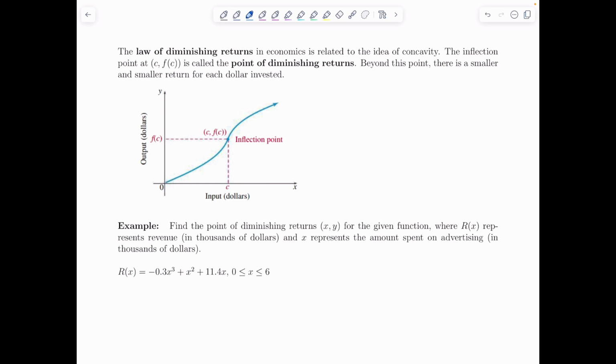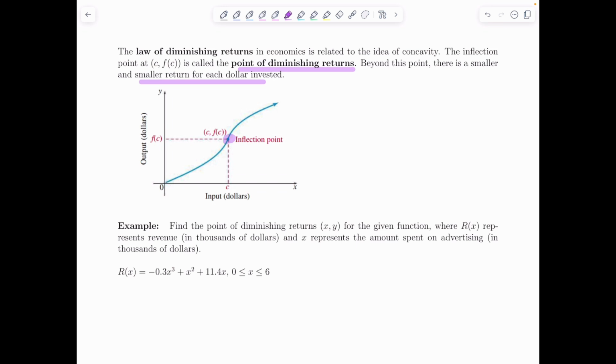So basically, the law of diminishing returns is related to the idea of concavity, in that the inflection point at c, f of c, is called the point of diminishing returns. And if you go past this point, then there's a smaller and smaller return for each dollar invested. You still get a return on your investment, but not as much as you were up to that point of diminishing returns, the inflection point, okay?